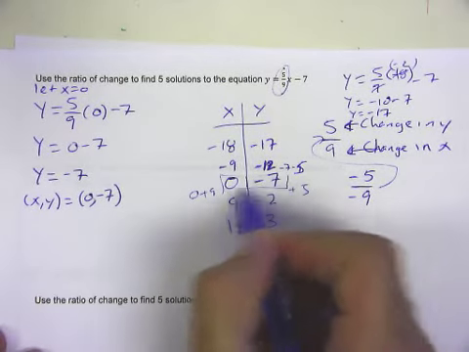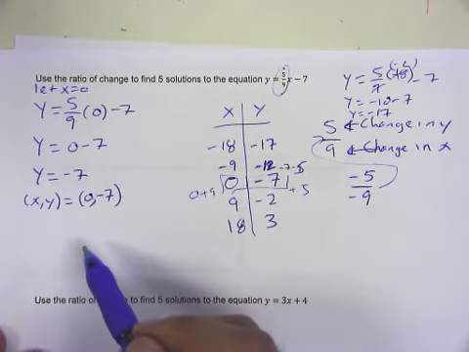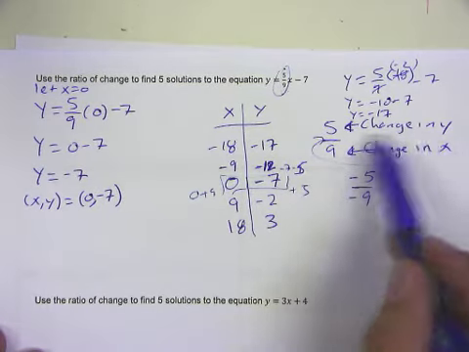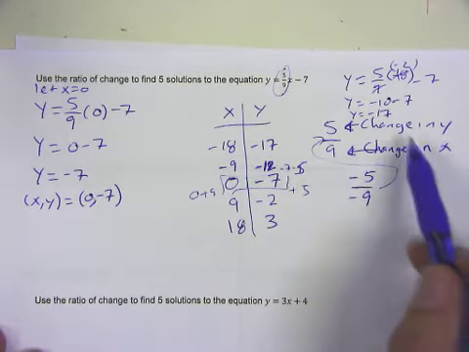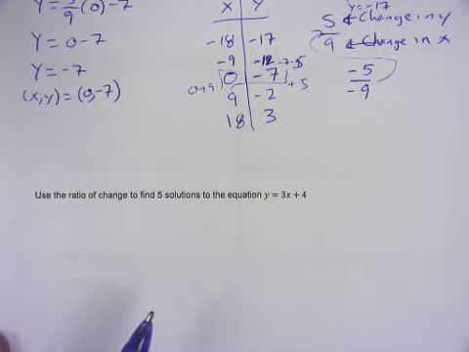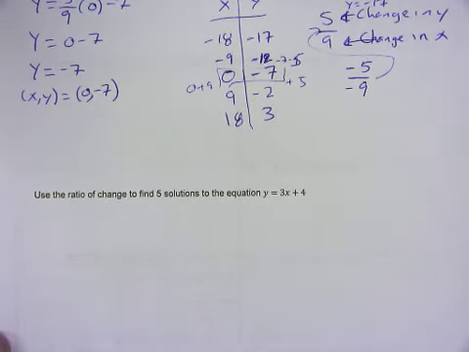Find one easy solution. I found 0, negative 7 by choosing a value for x and finding the y value. And then use that ratio of change, the ratio between how your output changes and how your input changes, or how your y changes and how your x changes, to find other values. I'm going to give you one little hint down here, and then I'm going to let you do the rest. What is my ratio of change here?